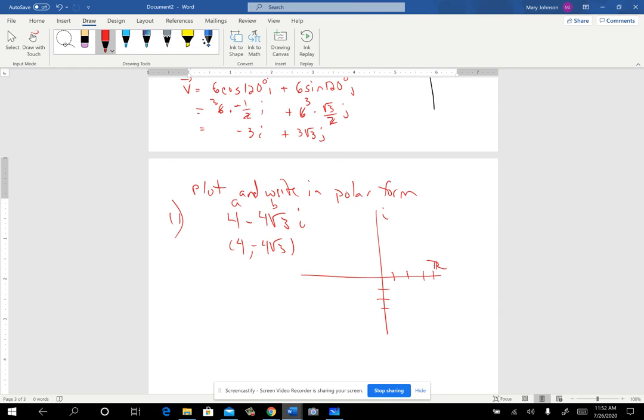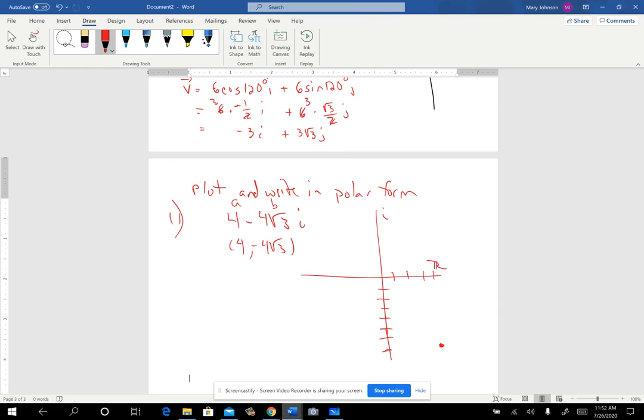I'm going to see about what that is as a decimal. So I'm going to do 4 times the square root of 3. Turns out to be around 6.9, 6.92. So when I go out there, I'm going to be down almost to 7. And that's the location for that complex number.